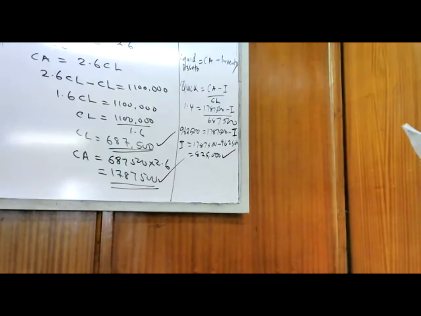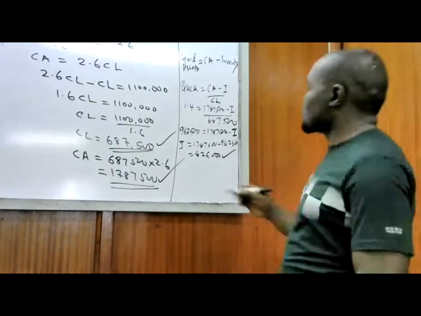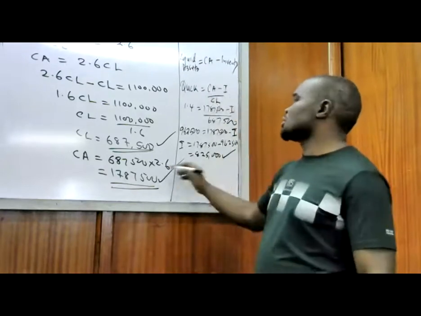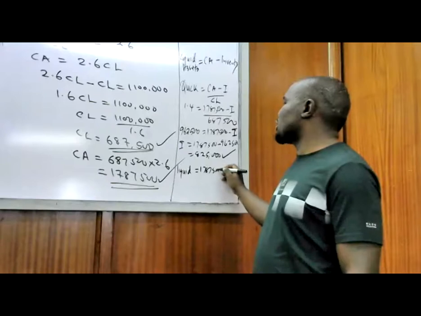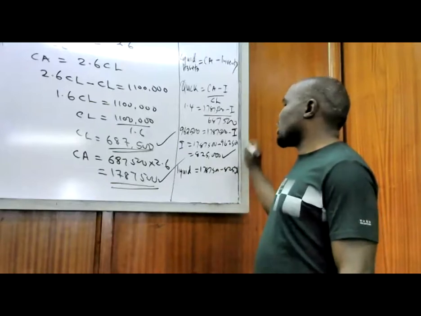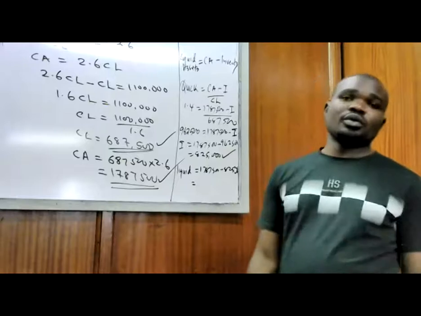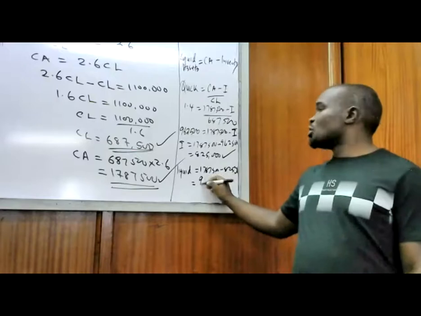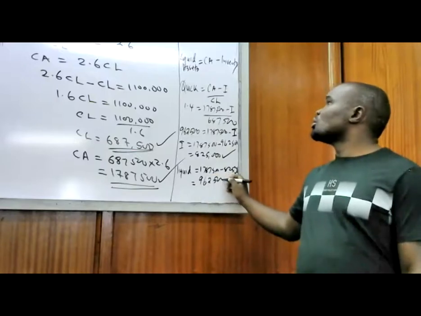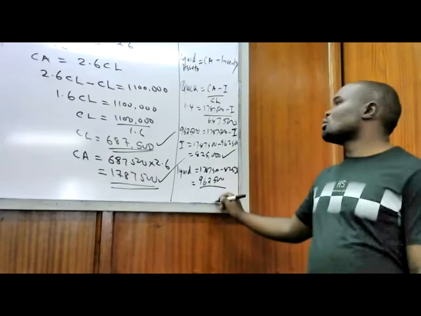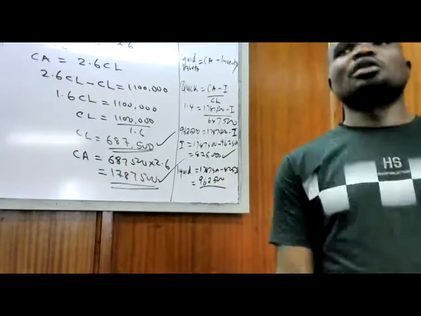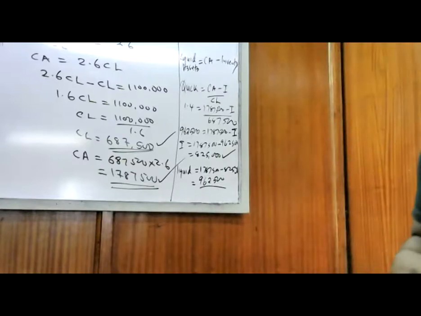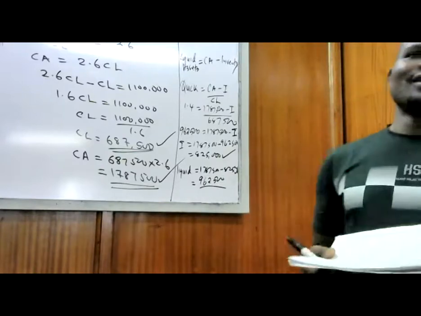Then they want liquid assets. So liquid assets is equals to current assets, which is 1,787,500, minus inventory, 825,000. That gives 962,500. Imagine it was that easy. It is over.